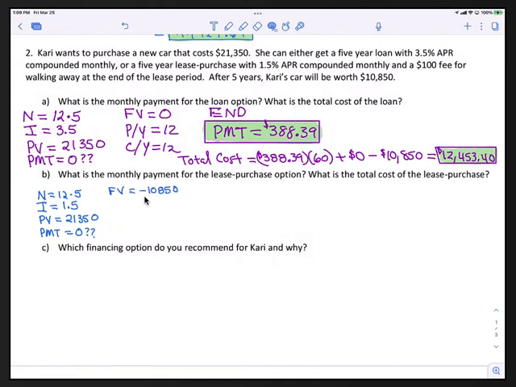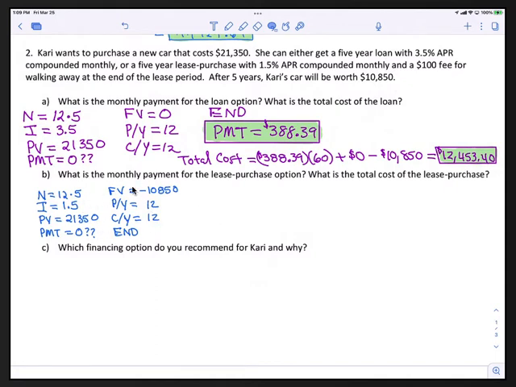The future value is the amount at the end of the loan. What is the car worth at the end of the loan? Now, let me explain why that's negative $10,850. You see, you're turning the car in, and therefore you lose out on being able to sell the car for that amount of money. So that's why the future value is negative $10,850, because that's a potential loss to you. The PY and CY is 12, and your calculator should say end.